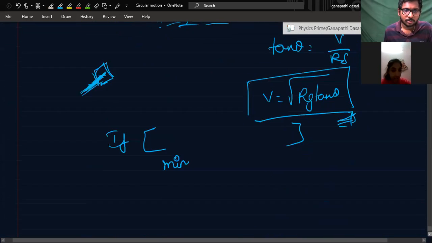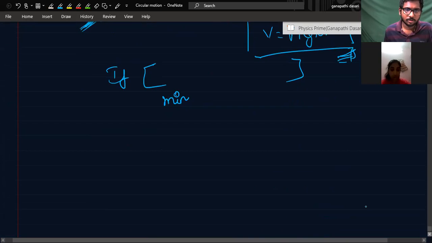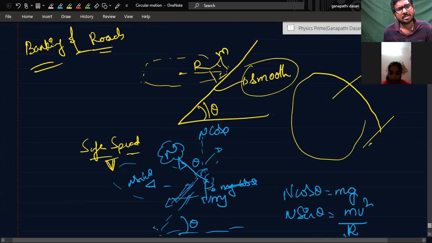Here I directly resolved the mg force, sir. So I got mg sin theta is equal to mv square by r. But my doubt is, why did you resolve the normal force, sir? mg sin theta is equal to mv square by r. How will you get mg sin theta in this direction? The circle is in this direction.